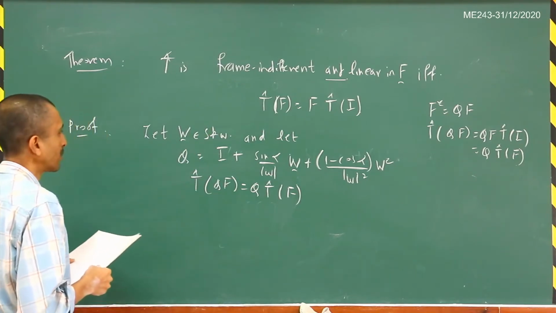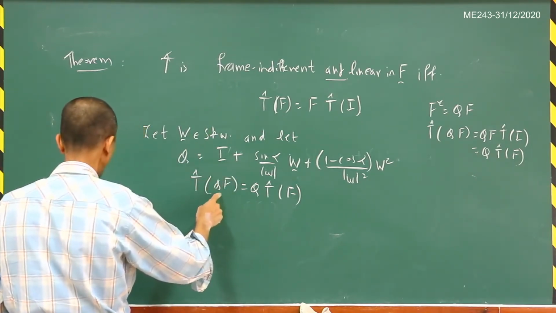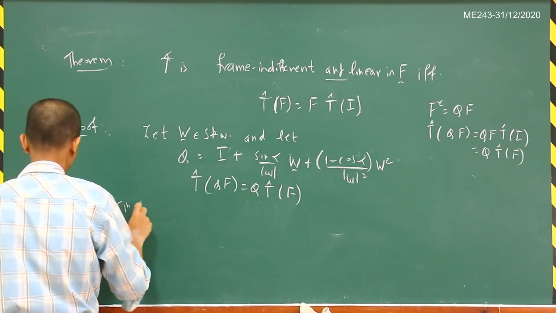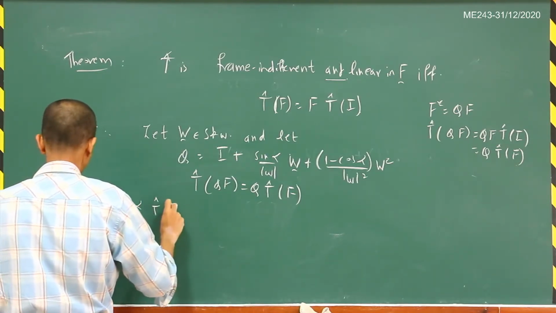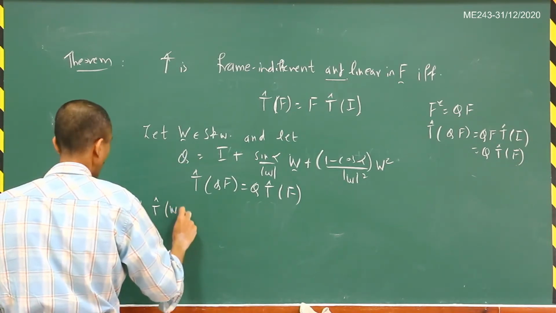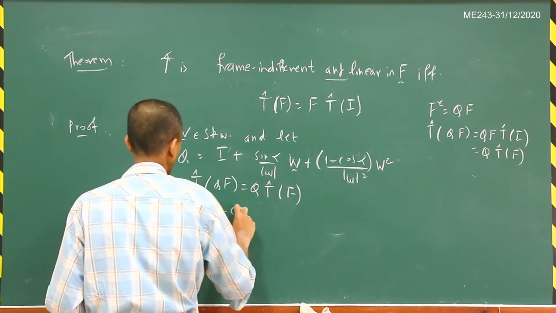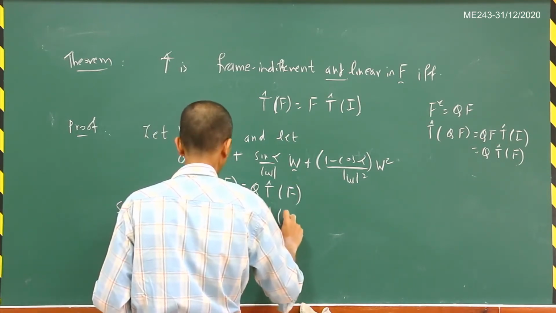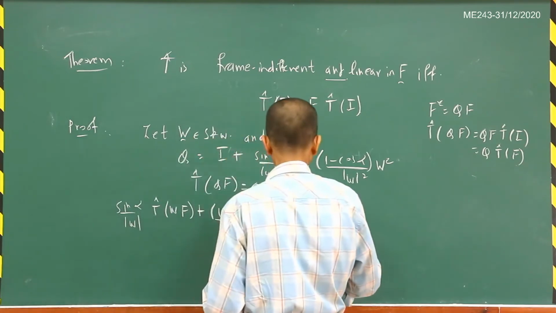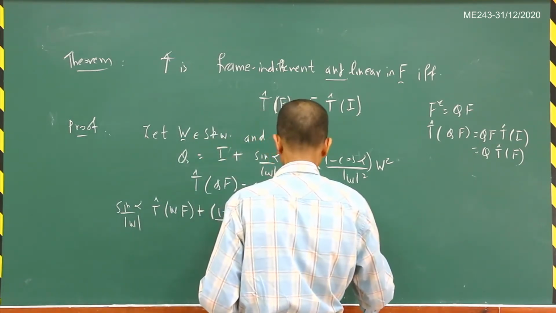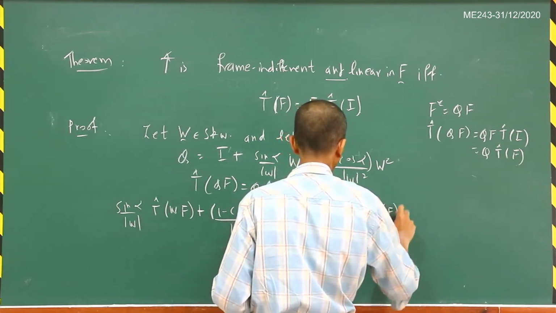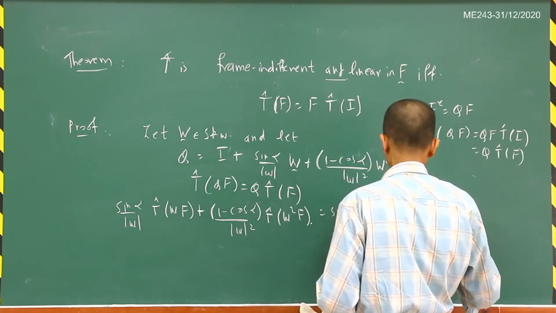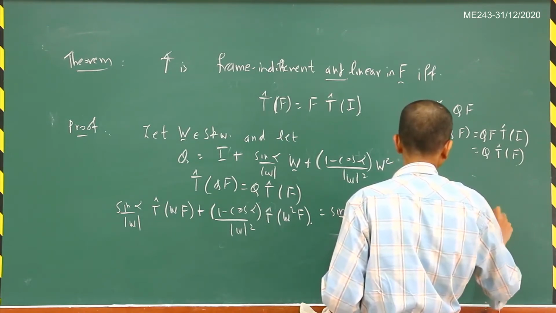Fine. So if you now substitute for this Q into this particular equation and use the fact that it is linear, then what you will get is that sine alpha by W times T hat of WF plus 1 minus cos alpha by W square times T hat of W square F is equal to sine alpha by W times W of T hat of F plus 1 minus cos alpha by W square times W square of T hat of F.